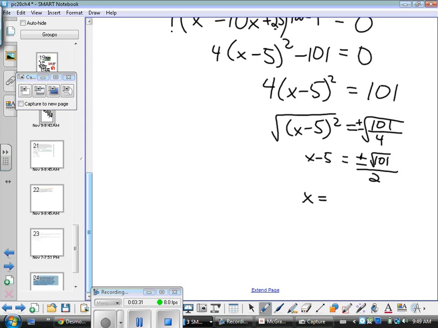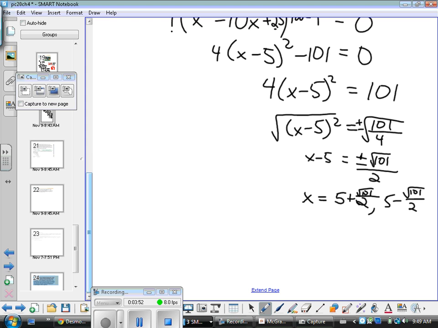So x equals 5 plus root 101 over 2, and 5 minus root 101 over 2. I'll just put that in my calculator and see what that should equal as a decimal number.